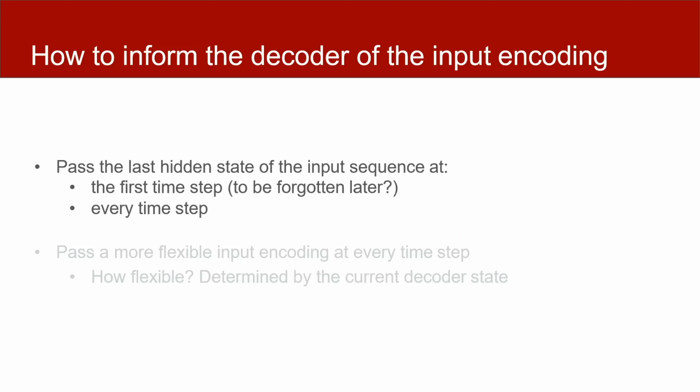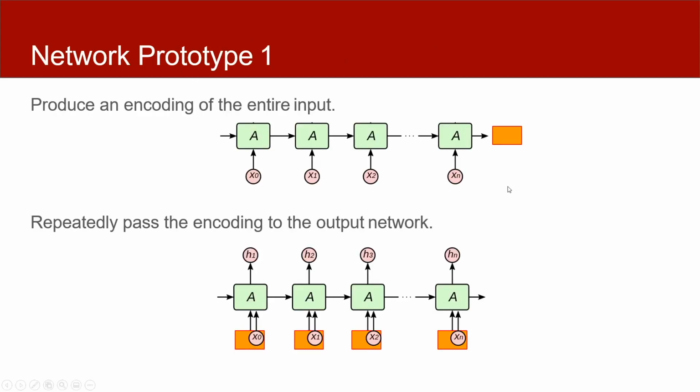So ideally, it's going to be an encoding of the entire input sequence. Now we could do this in many ways. We could pass this encoding only at the first time step, so we initialize the decoder hidden state using this encoding. But this is easily forgotten later, so we might want to fix the encoding and pass it to the decoder at every time step. So this is our architecture. We get our encoding at the last time step of the encoder, and then we repeatedly pass this encoding to the output network.